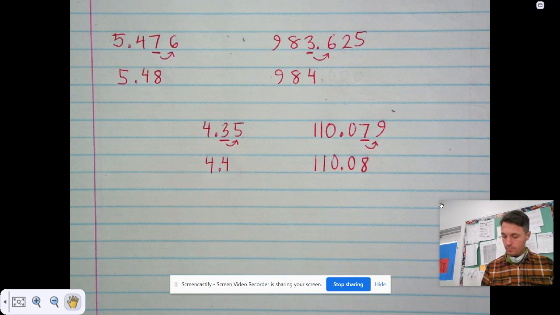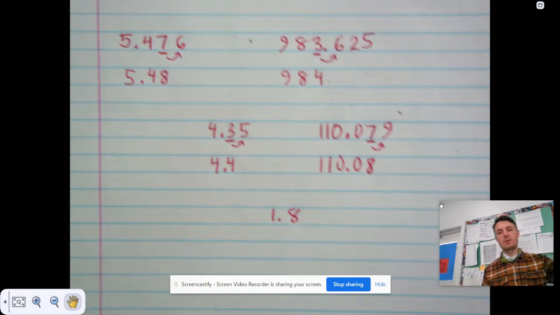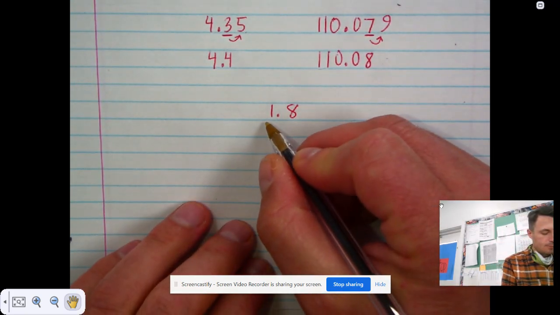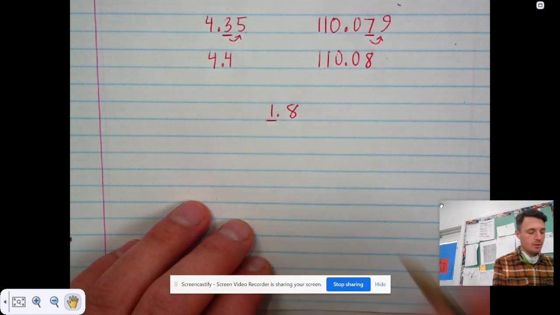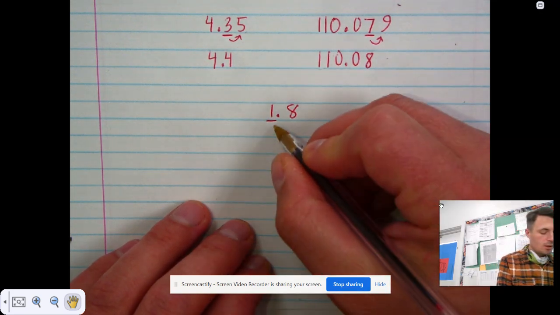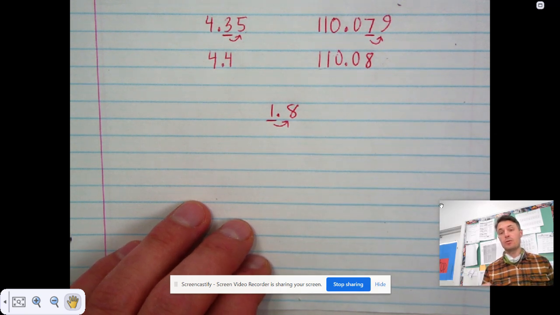Let's do another one. Let's say we had 1 and 8 tenths. And let's round it to the ones place. Okay, so we underline the ones place because we're rounding to the ones place. The ones place is always directly to the left of the decimal point. He asks his neighbor to the right for a raise. 8 is 5 or more. He's 5, 6, 7, 8, or 9. He's an 8. So he says yes.